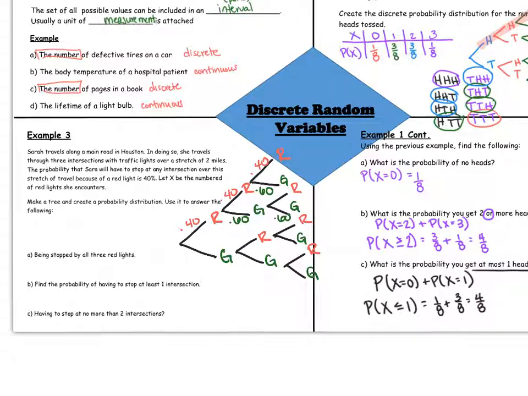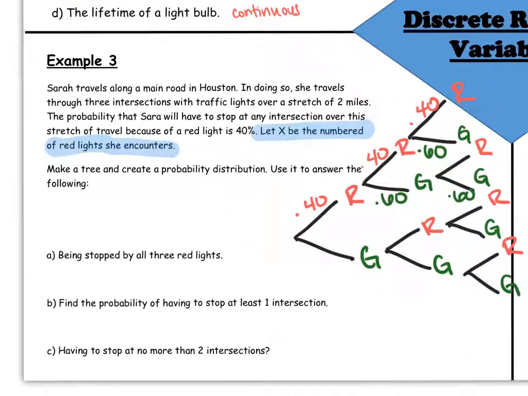Now, here's what we're actually interested in. X is equal to what? Let X be the number of red lights she encounters. So I want to make a table where, what's the minimum number of red lights she can encounter? 0, which means she got all green. What's the maximum number she can encounter? 3, which means she had to stop at every light. Everybody understand that? So our table looks like this when we set it up.